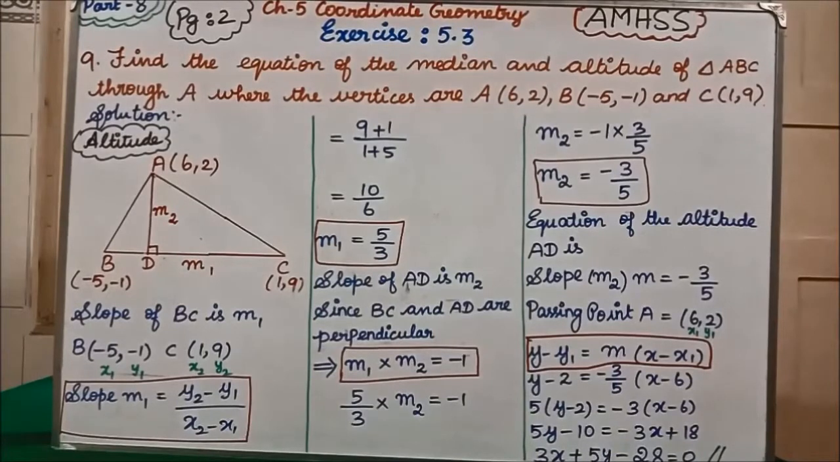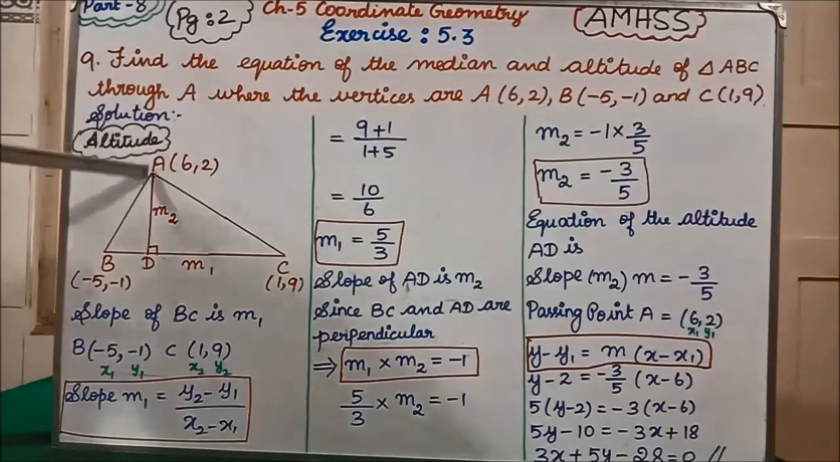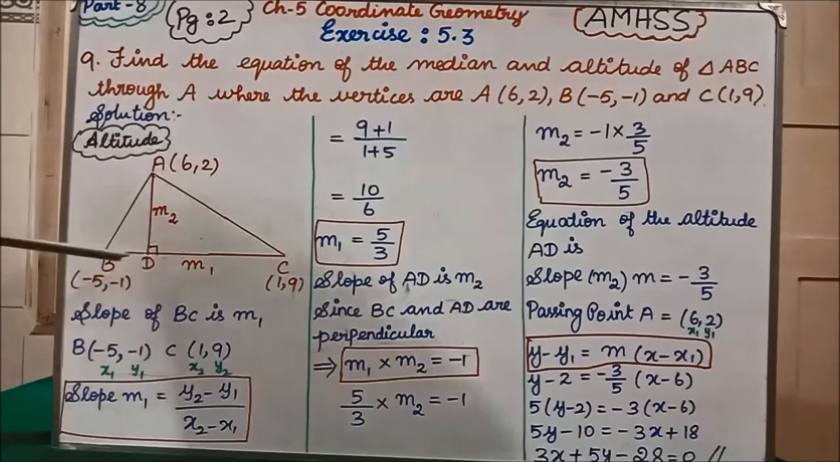9th question, we are now in page number 2. Now we are going to find the equation of the altitude of a triangle ABC. See, for altitude I have drawn the diagram. AD is perpendicular to BC.